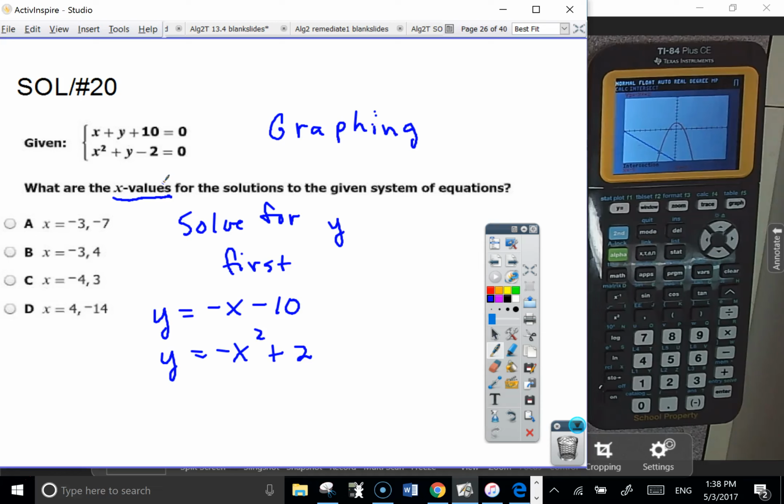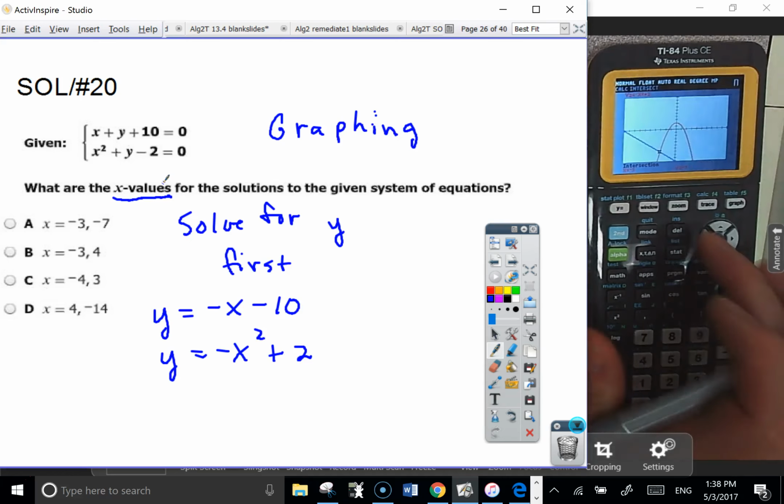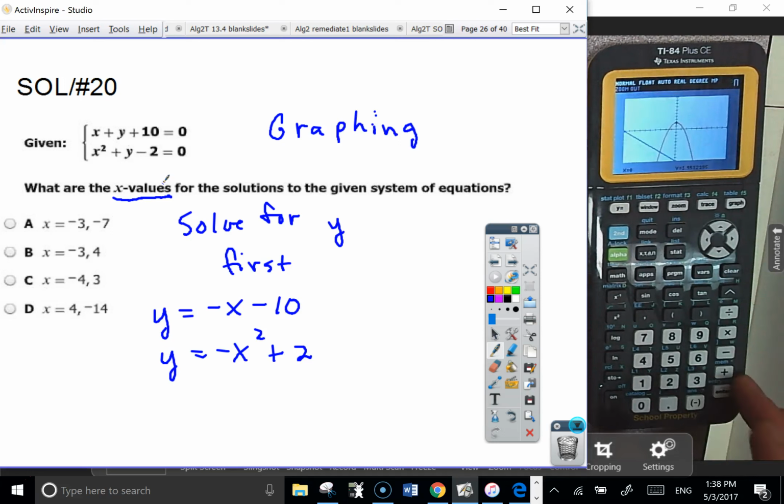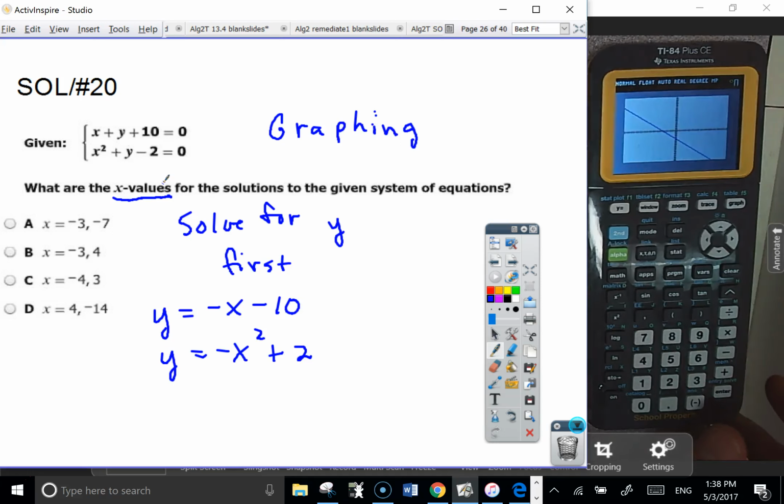Okay, now how could I adjust the calculator so I can find the second intersection point? Zoom out, right? So I'm going to go zoom, 3, enter. And now I can see them both. Okay, now if I do the same set of steps, second trace 5, it's going to keep going to that same first point. How do I make it go to the other point?